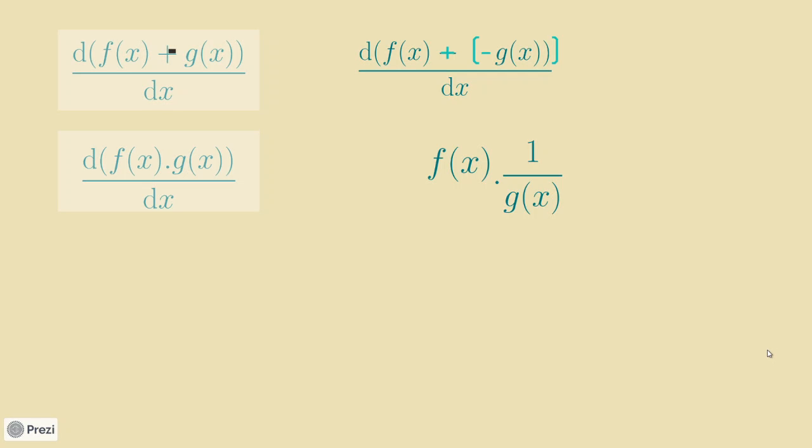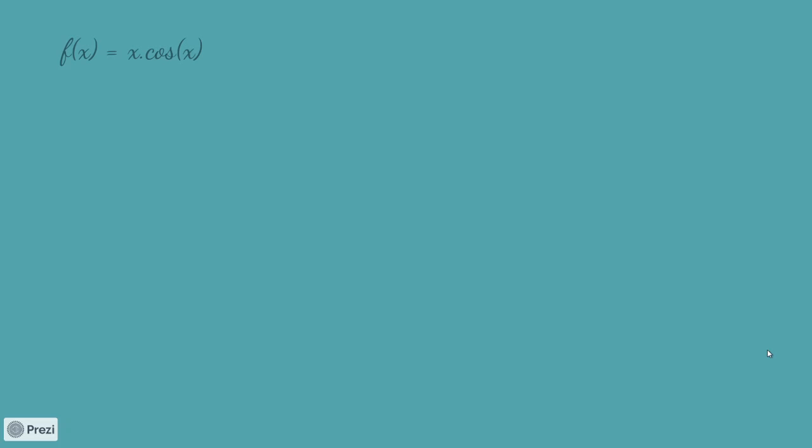Now let us study about differential of a product. Let me take this for an example. This f of x is the product of two functions, x and cos of x. One function is x, another function is cos of x.